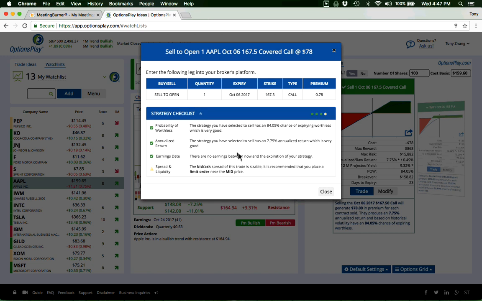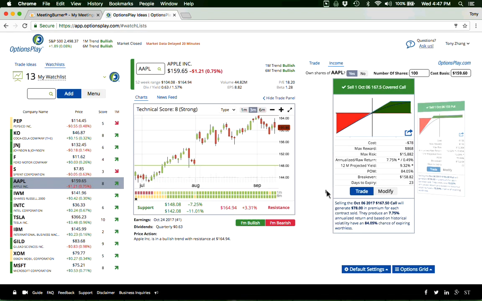And when I hit trade, I'll go through the strategy checklist. It tells me I have a good probability of expiring worthless, good annualized return, and there's no earnings between now and expiration. And spread and liquidity is okay, so it's telling me that these are the details for me to enter into my brokerage firm, so I can very quickly get an order in and place that trade. So what I've shown you so far is the power of this tool, how much time it can save you in finding the right opportunity to sell covered calls.